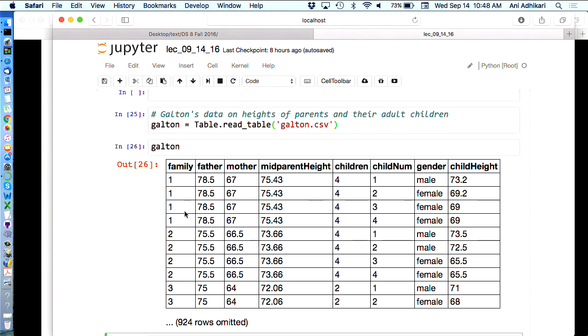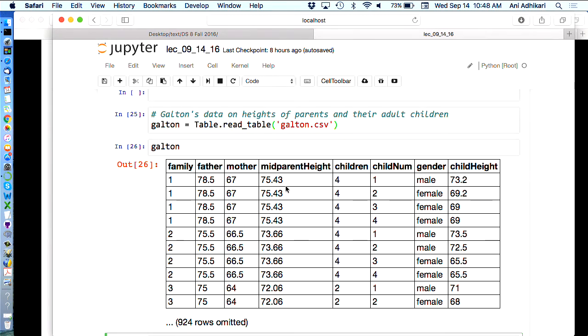Okay, so the attempt that he made is, instead of looking at mother's height and father's height separately as predictors of a child's height, he made a combination of the two heights of the parents. And what you would love to see here is the average of these two. He didn't quite do that. He weighted it so that the mother's heights have a slightly higher weight, and there's a big discussion as to whether he should have done it or not.